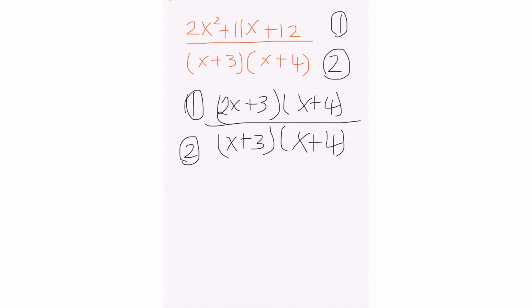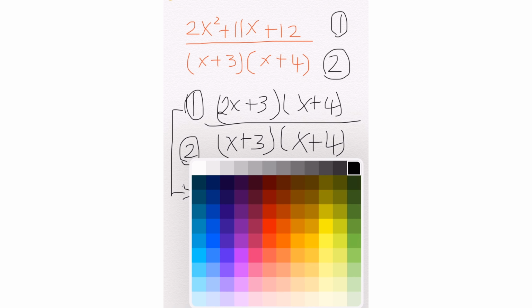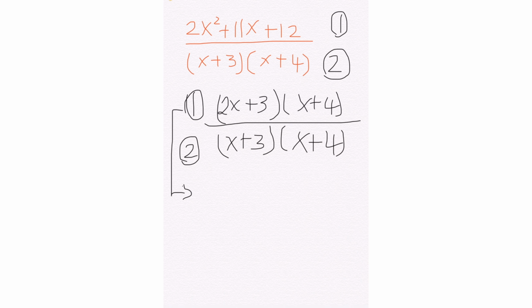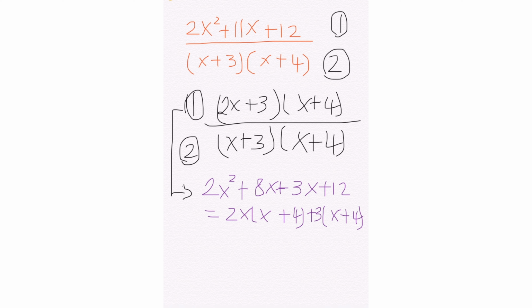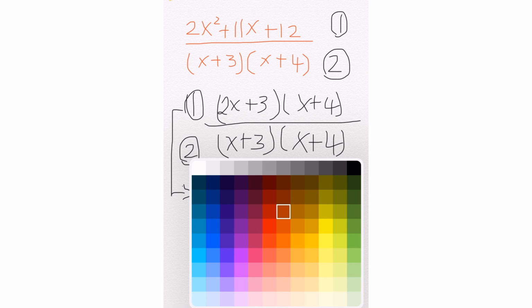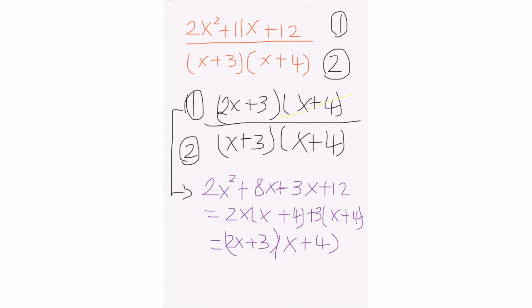and know that AC is 24 and B is 11, so what multiplied by what gives us 24 and adds to give us 11? So you find it's 3 and 8, so it's 2x squared plus 8x plus 3x plus 12. So you can take 2x out and 3, so you get 2x plus 3 times x plus 4.